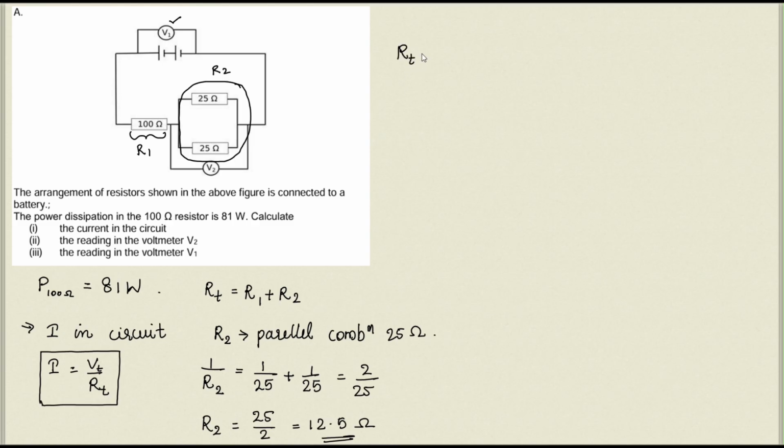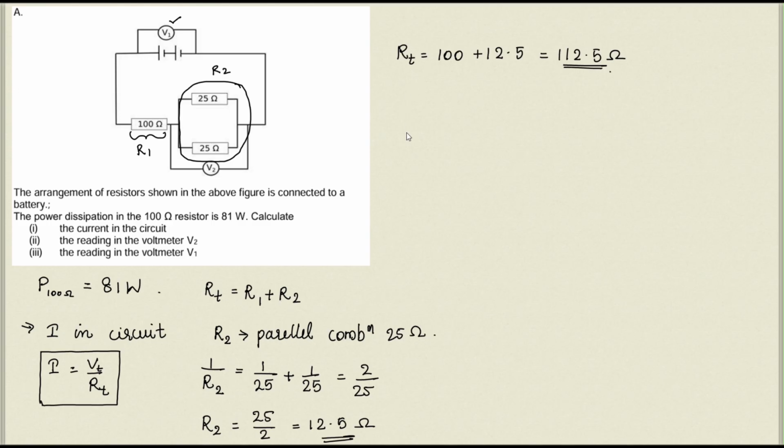The total resistance RT, how we can find it? It is, yes, R1 plus R2. R1 is 100 omega plus R2 is 12.5 omega. Just now we found it. That is 112.5 omega. This is the total resistance in the circuit. Why we are finding this total resistance? Because we need that for the coming questions.